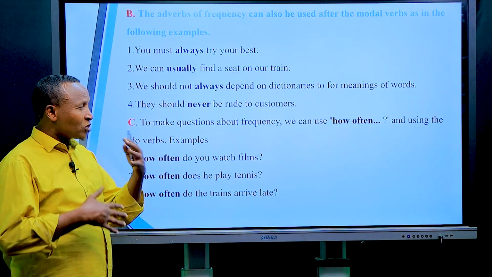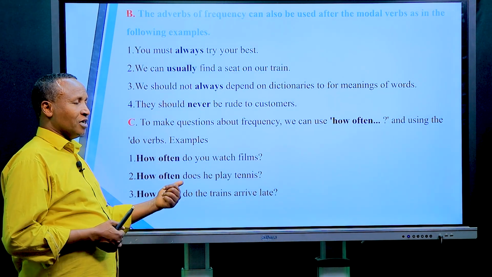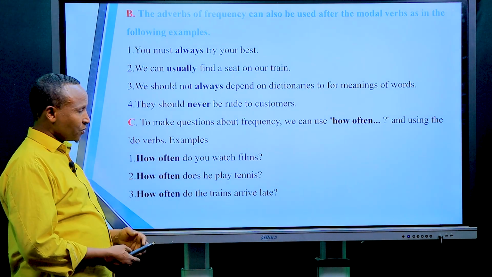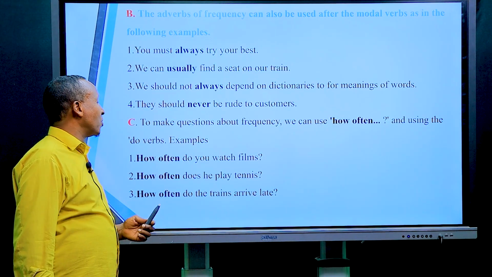Filmada waa daawataa. Horta intee lag baad filmada daawataa? Marka the answer is gonna be I always watch films. I sometimes watch. I never watch. How often baa su-aashaa keentay marka? How often does he play tennis?